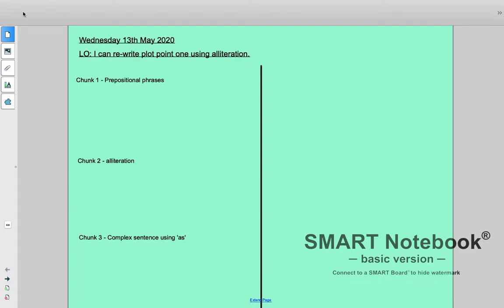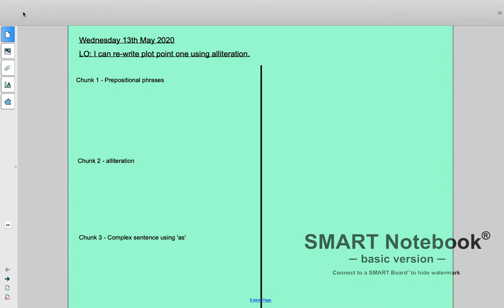In today's lesson, we're going to rewrite plot point 1 of Ross Mackenzie's story, The Hideout. Over the next few English lessons, we're going to rewrite the different plot points. A plot point is a key moment that takes place in the story. Each plot point will create one paragraph of our writing.